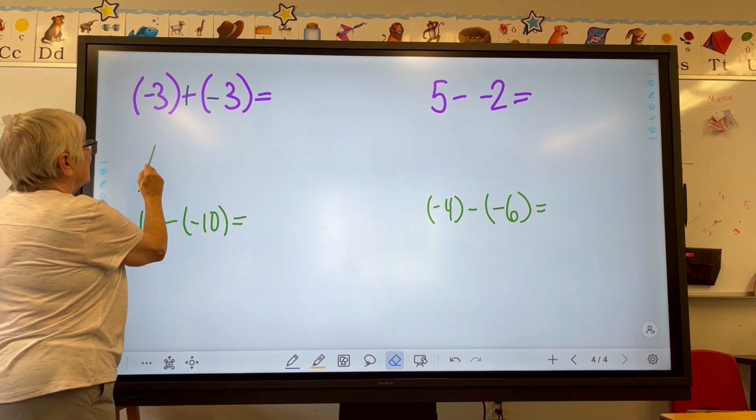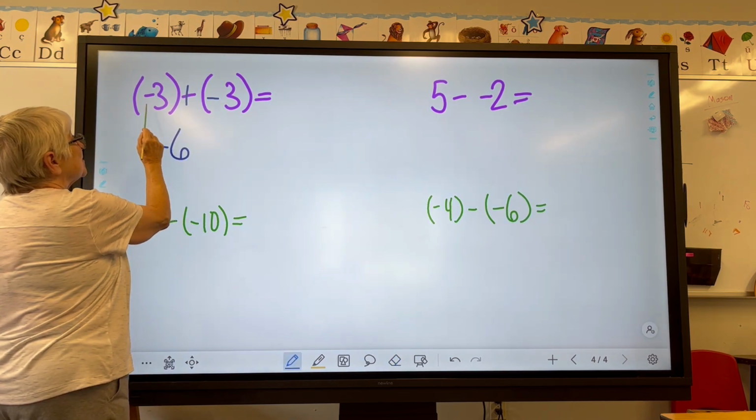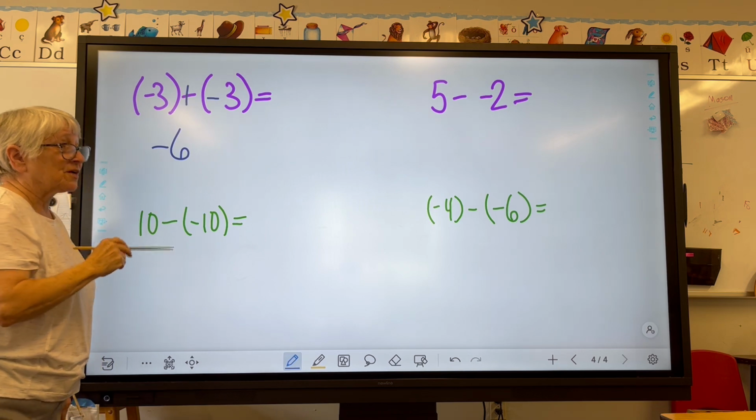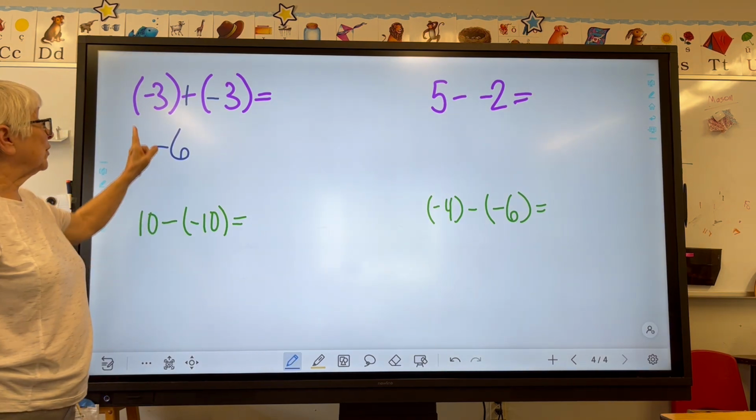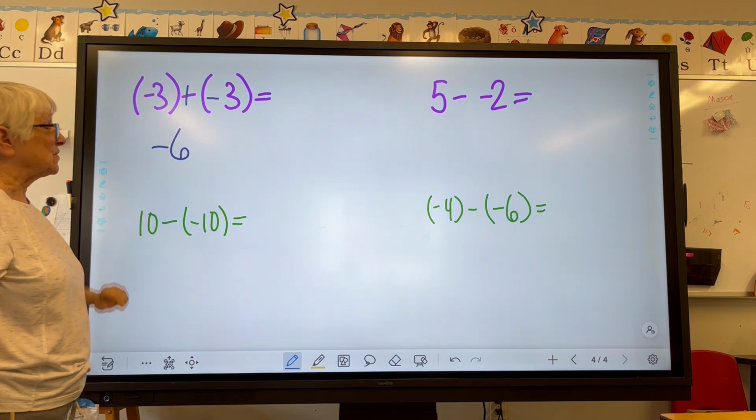Well, -6, because the signs are the same. Signs are both the same, so you add and keep the sign. 3 plus 3 is 6, I keep the negative sign.